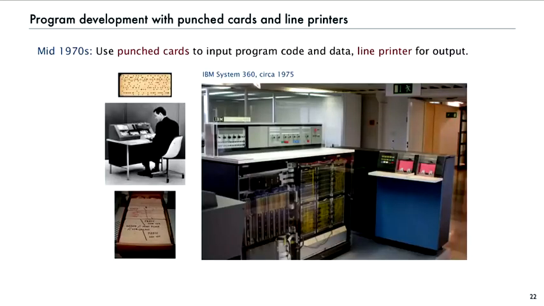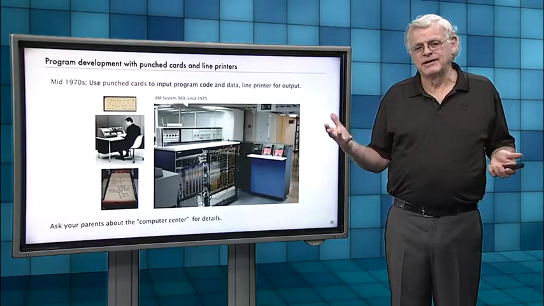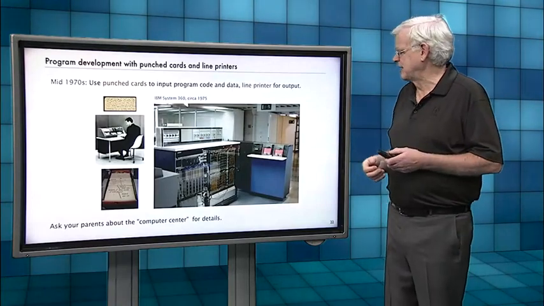And then there's a huge computer that everybody shared, and over on the right is a card reader. The operator would put the cards in there, and then your program would be in the computer, and then it would print out the result on a line printer. So maybe your parents or even your grandparents, when they learned how to program in college, used punch cards and the line printer. They can tell you about it.